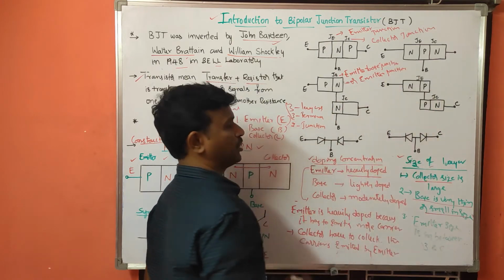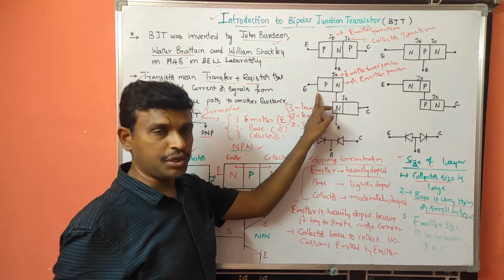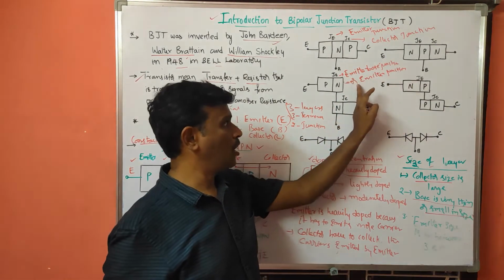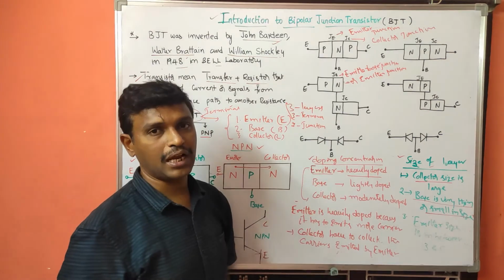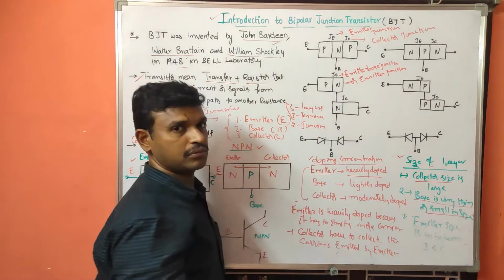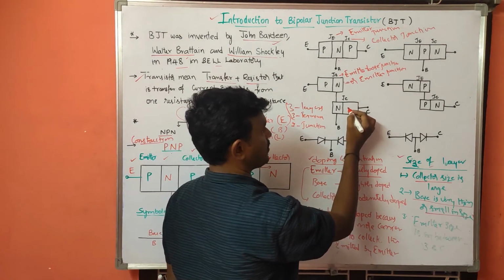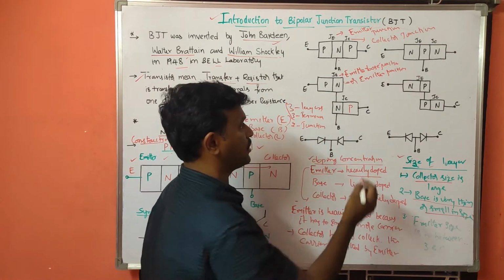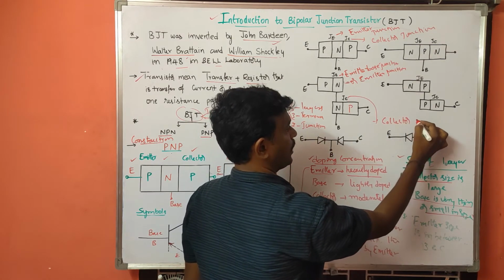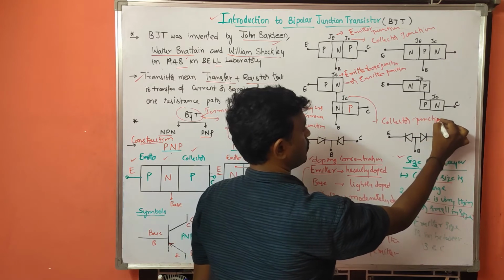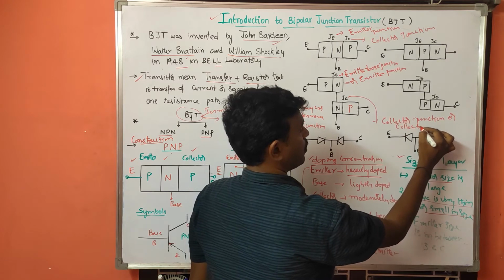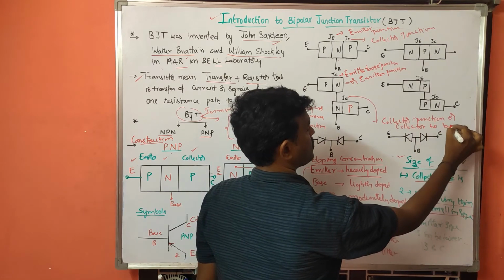Emitter junction. The junction formed between the emitter and base is called the emitter to base junction, or emitter junction. Next, what about the collector junction? The collector junction is formed between base and collector. So here JC is called the collector junction, or collector to base junction.